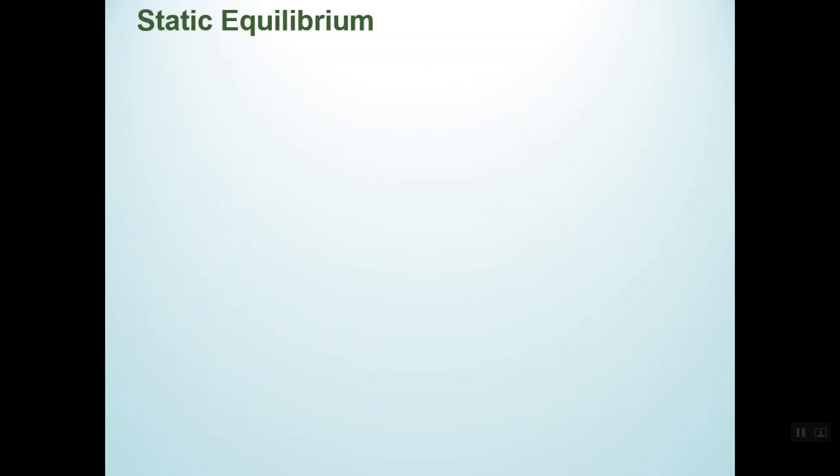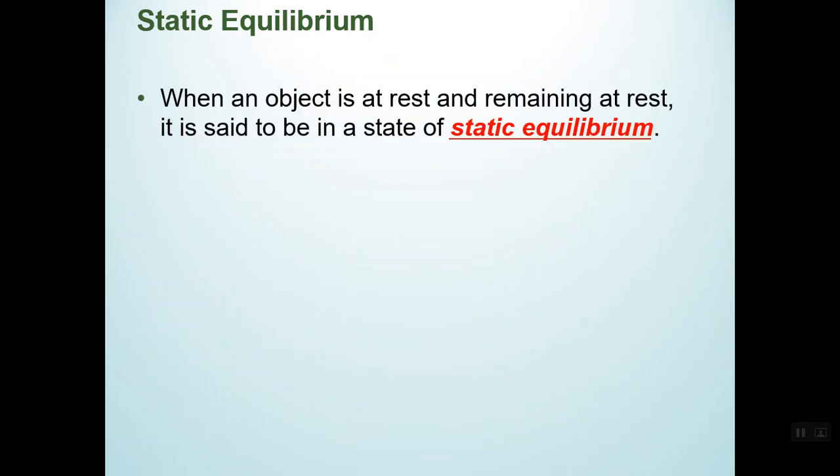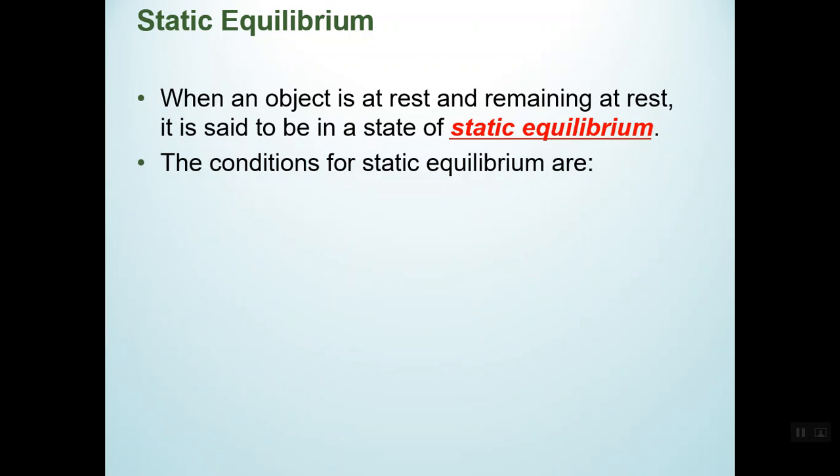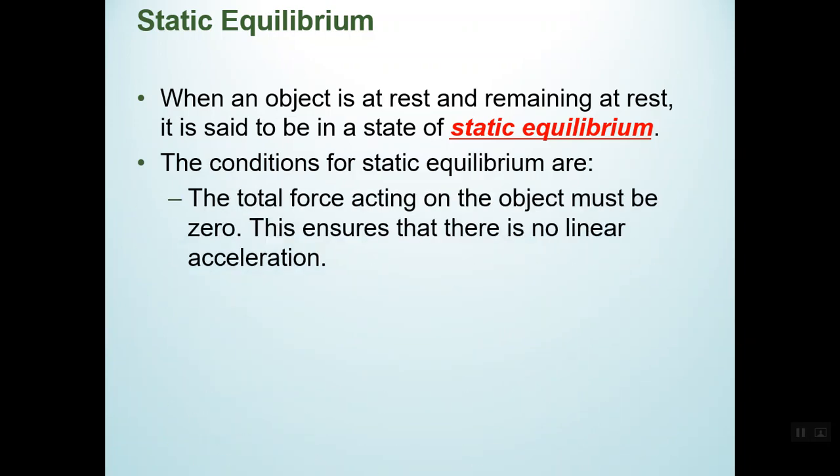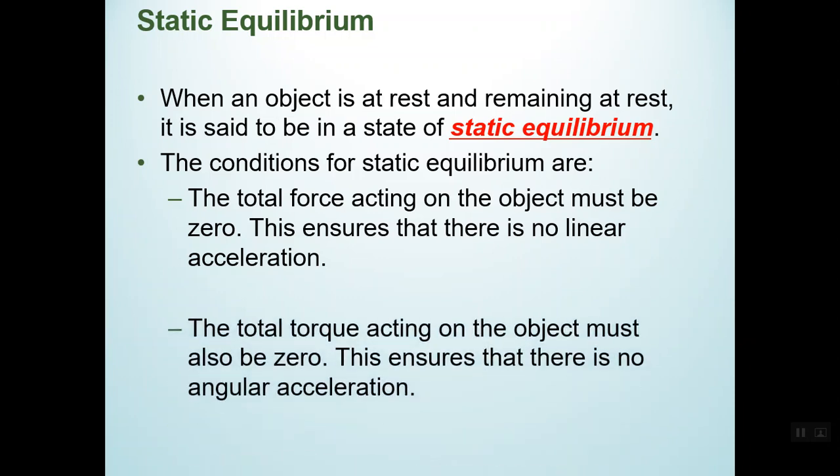Now we need to discuss static equilibrium. When an object is at rest and remaining at rest, it's said to be in a state of static equilibrium. The conditions for static equilibrium are: the total force acting on the object must be zero. This ensures that there is no linear acceleration. And the total torque acting on the object must also be zero. This ensures that there is no angular acceleration.